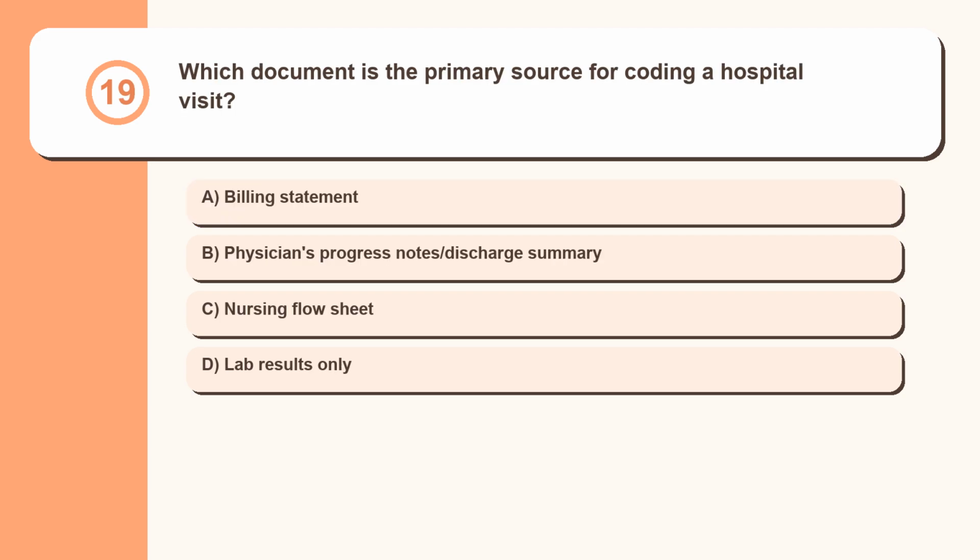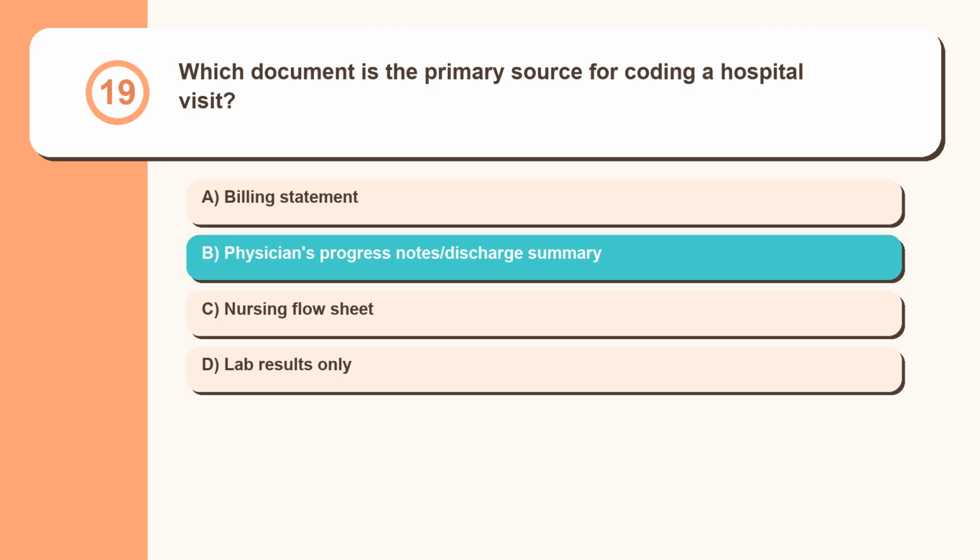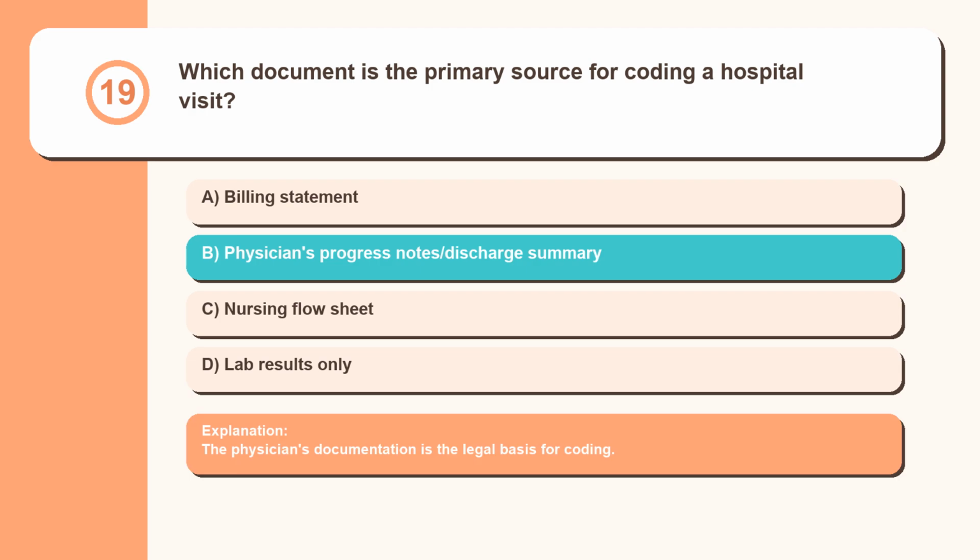Question 19. Which document is the primary source for coding a hospital visit? Billing statement, physician's progress notes and discharge summary, nursing flow sheet, lab results only. The physician's documentation is the legal basis for coding.